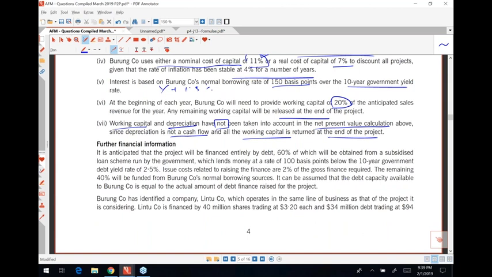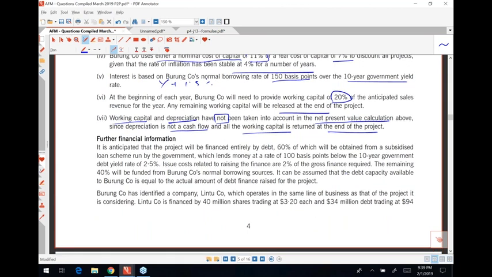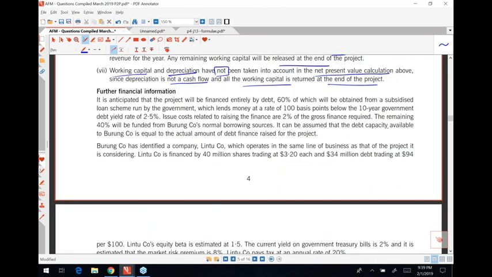Lastly, it says it is anticipated that the project will be funded by debt. These are matters with respect to financing, but we will read it again. The project will be financed entirely by debt. 60% of it will be obtained from a subsidized loan scheme run by the government. Issue costs are going to be this. The remaining 40% of funds will be from Buren's normal borrowing sources.